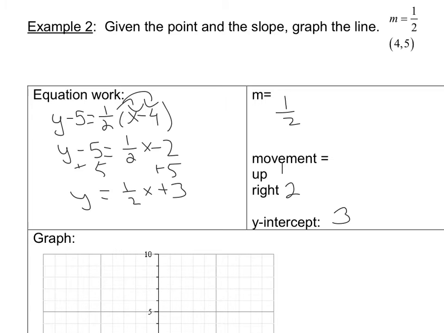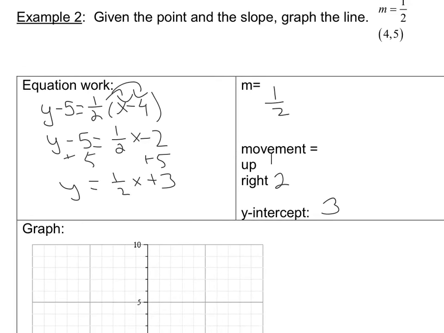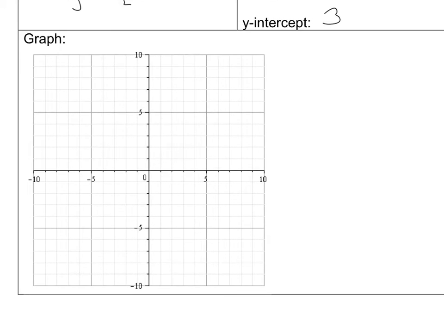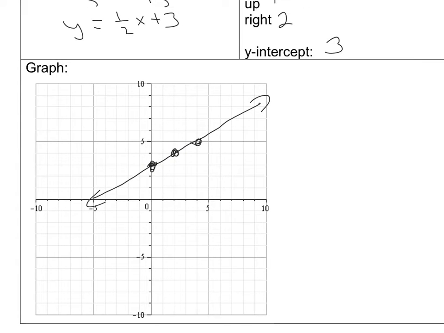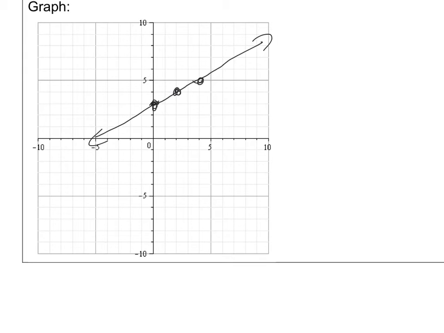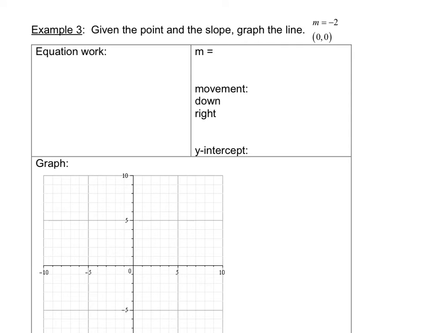Okay. So if we go to graph this, we begin at 3. You go up 1, right 2. Up 1, right 2. And then just double check to make sure. What was the point they gave us? (4, 5). Well, didn't we go through (4, 5) right there? Okay. So let's take a look at another one.